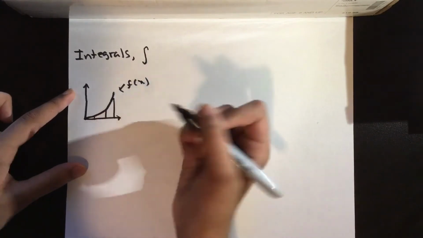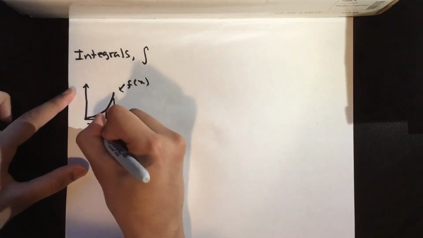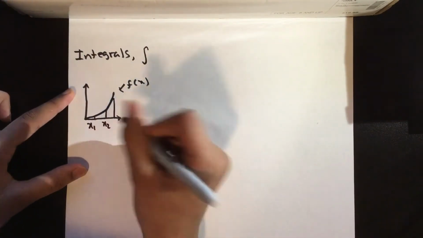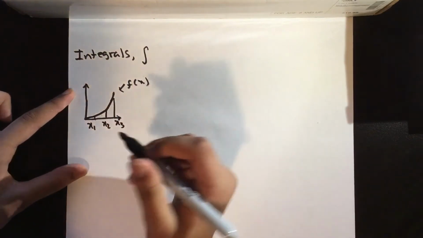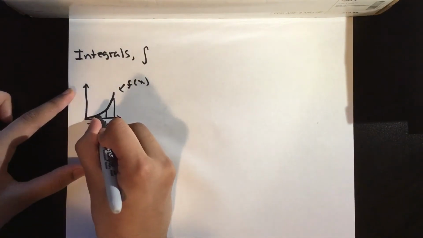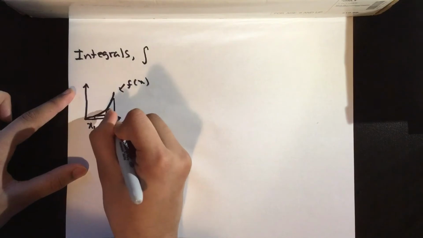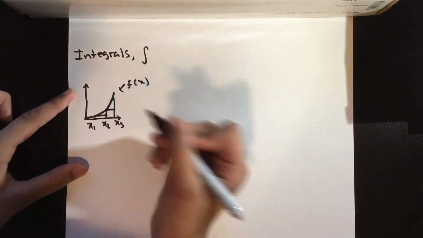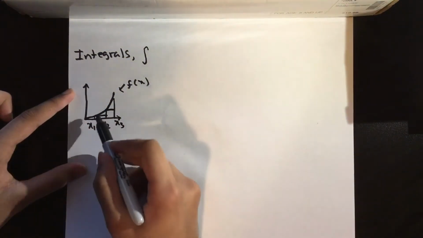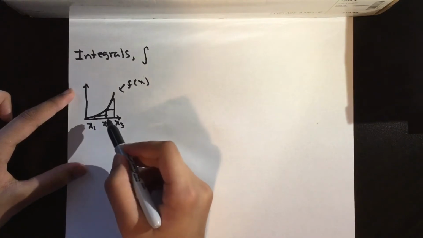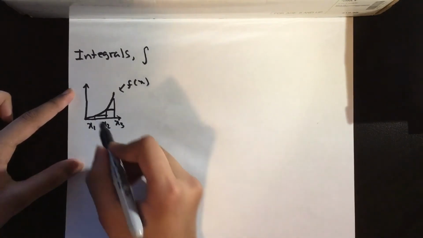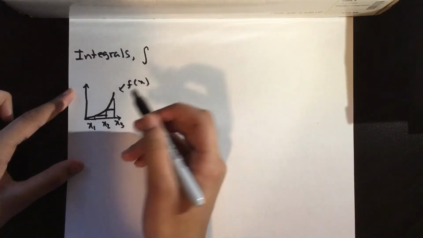So we have two pieces here. We can name these points x1, x2, and x3, and actually draw rectangles. Now we know how to find the area of rectangles pretty easily. It's just the width times the height. So using this, we can approximate the area.